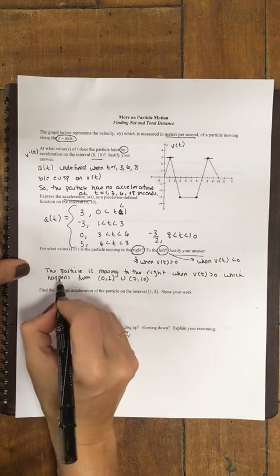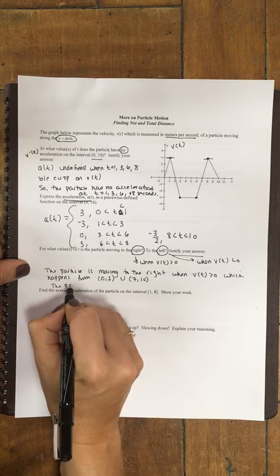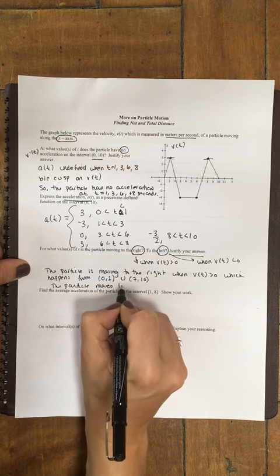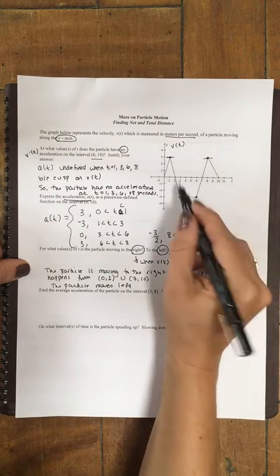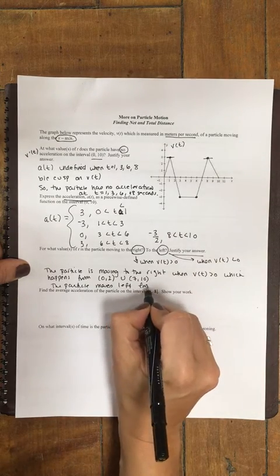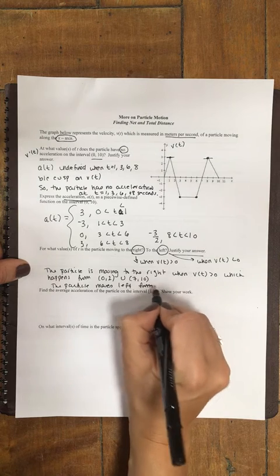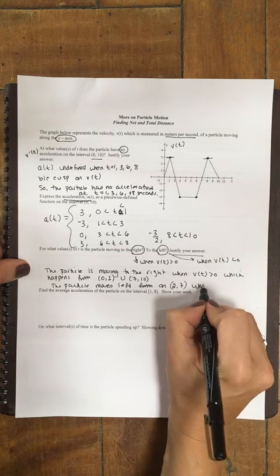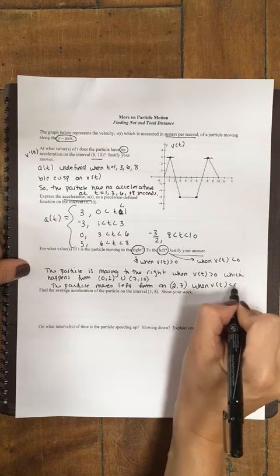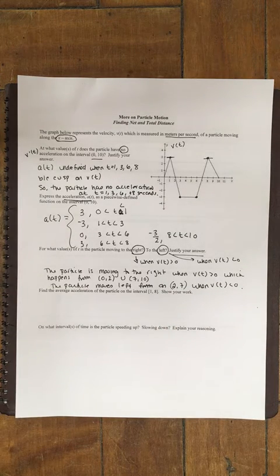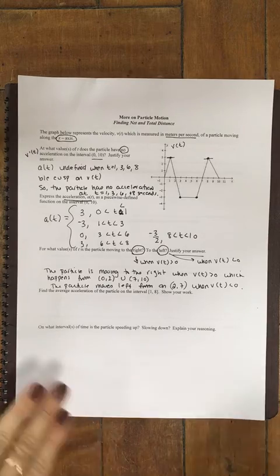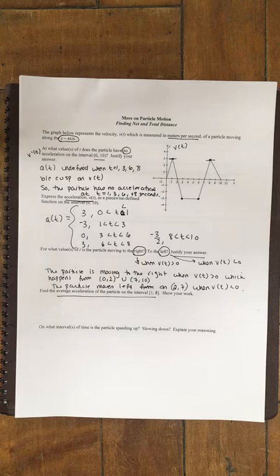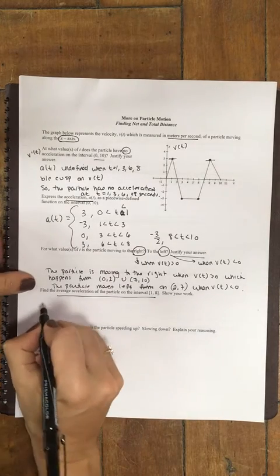And the particle moves left when it's negative, below the axis. So that's on the open interval from 2 to 7, when velocity is less than 0. Okay. Find the average acceleration of the particle on the interval from 1 to 8.